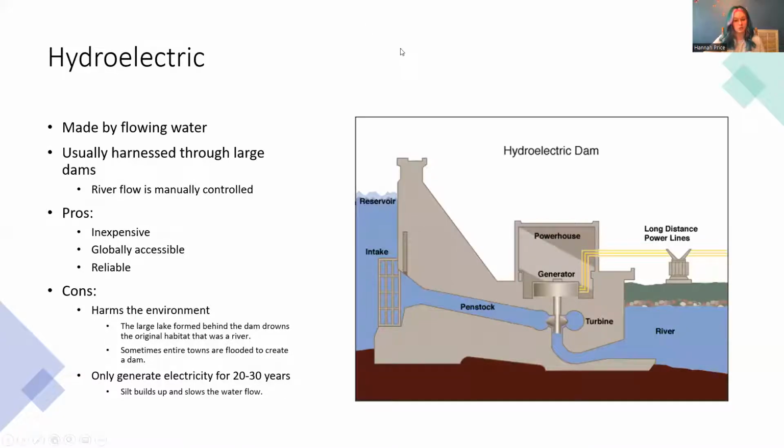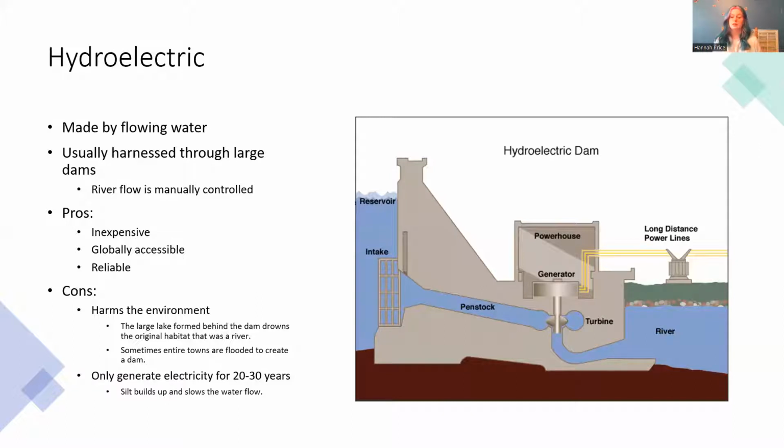With hydroelectric, it is made by flowing water and harnessed through large dams, and the river flow is manually controlled. It's inexpensive, globally accessible anywhere you can find a river, and reliable. But it is harmful to the environment, even though it's a renewable resource.